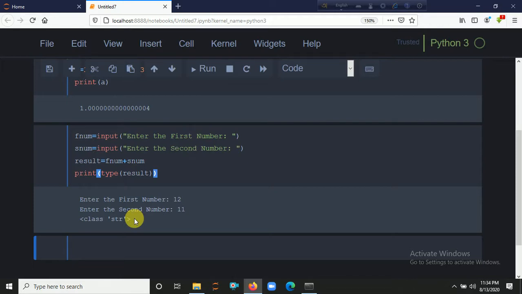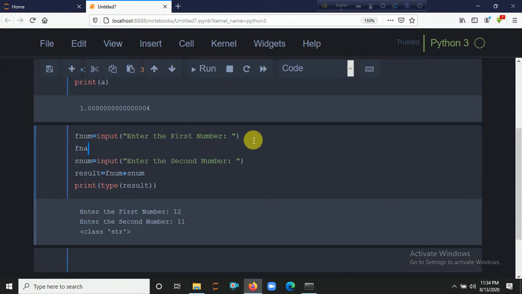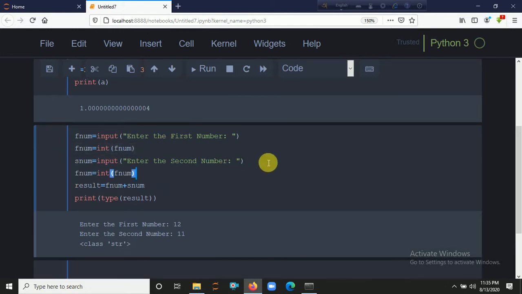Actually, because we are getting input from the user, it will give you a string. So you need to convert it to an integer. It's called typecasting. What is typecasting? We are trying to change the string type to an integer, so f num, and the same for the second number. Let's put it here.